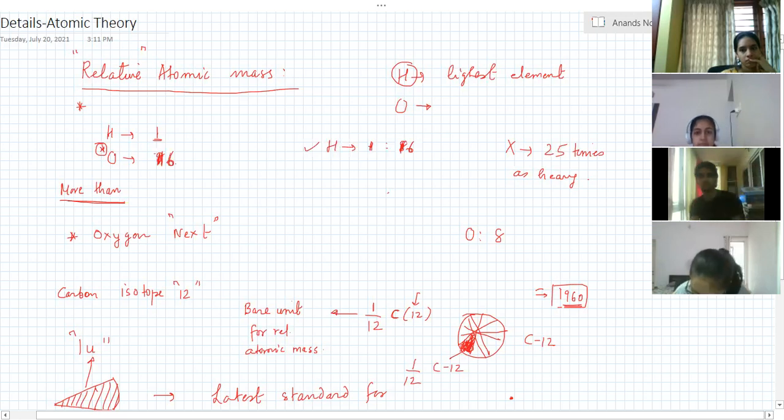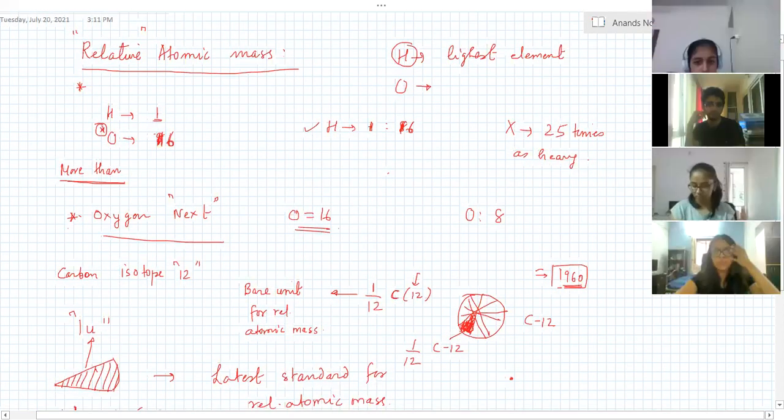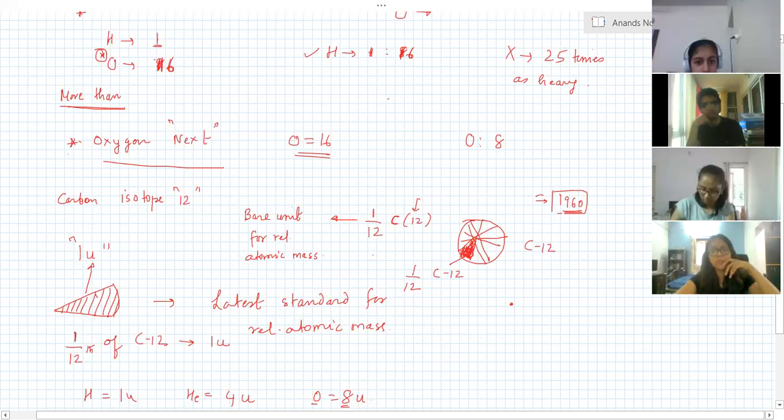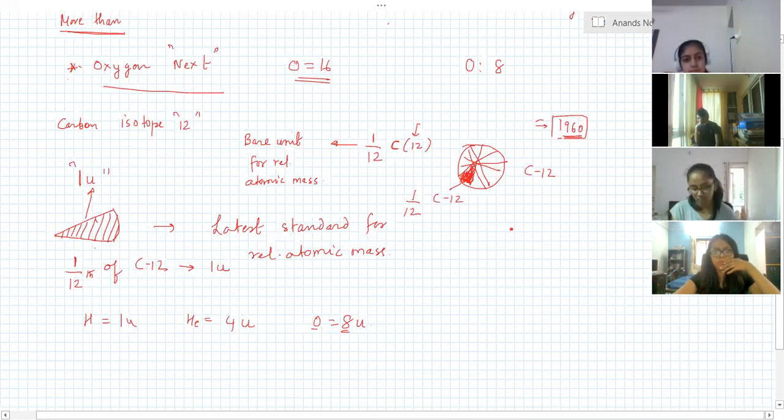Then they shifted. They said, no, let's not use hydrogen. We will say oxygen is equal to 16 as the scale. And then the third iteration, they said, let's chuck both of these and let's take 1/12 of carbon isotope 12 as the base, and we designate it as 1U and start comparing all the other elements with respect to this U. And this is what the relative atomic mass means.